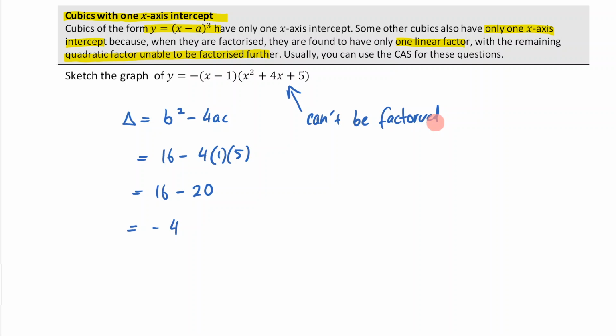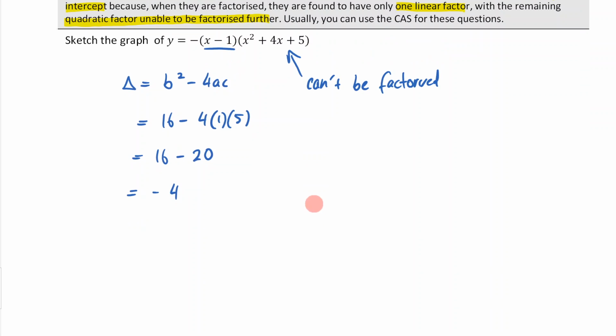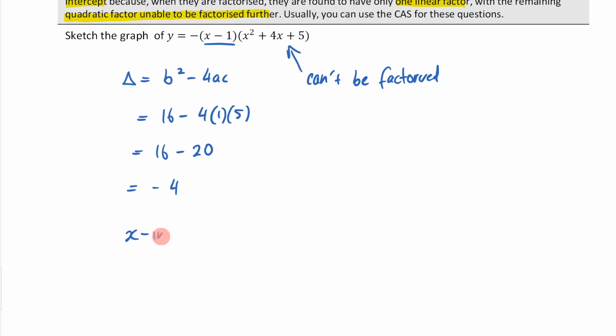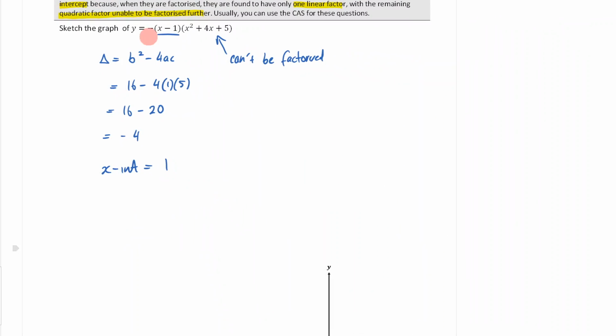So that's where we're at. So the only thing we can say is that we have an x-intercept at 1. We also know that we have a reflection taking place. But this is where we're going to use our CAS. So let's get our CAS here.